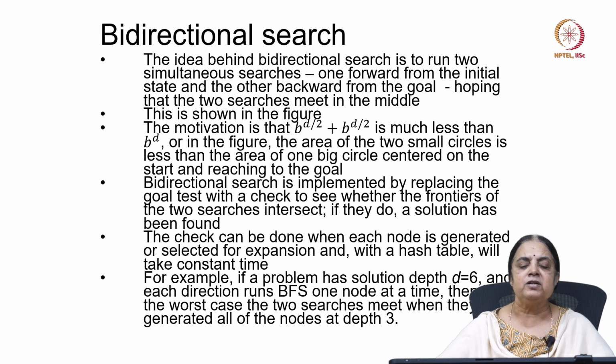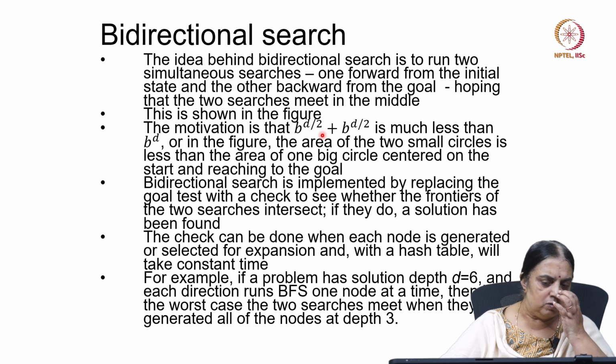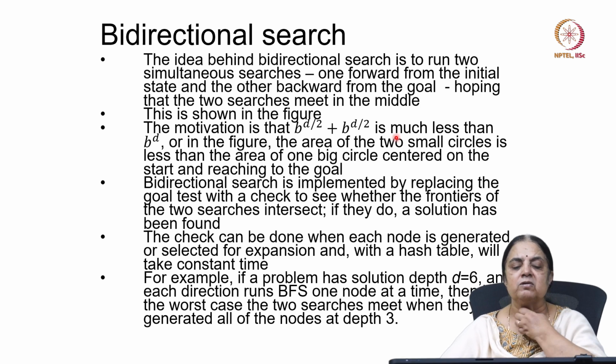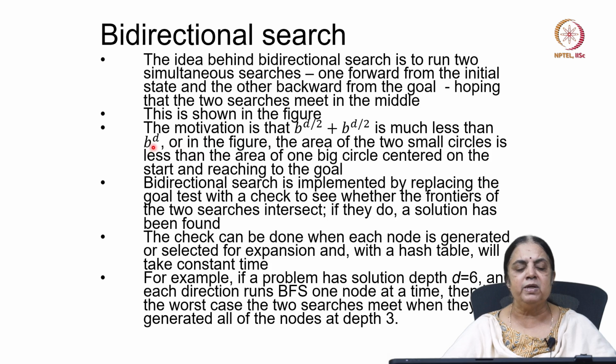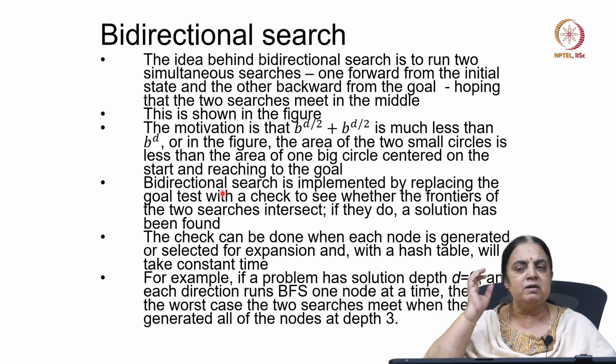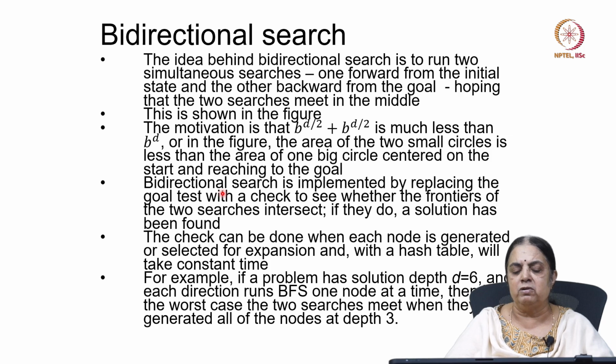What happens in bidirectional search is that you are only going for d by 2 here and d by 2 there. So the complexity is b to the d by 2 plus b to the d by 2, which is much less than b to the d. So bidirectional search will take less time than if you are doing the search only in one direction. But the problem with bidirectional search is it has to be done properly so that the two searches meet each other.